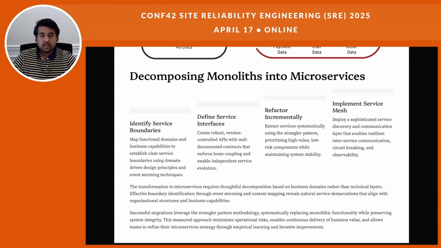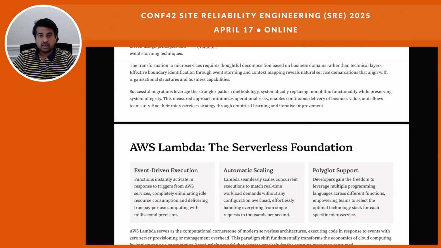Address database management challenges by considering patterns such as database per service or shared database with careful schema design. So by focusing on these principles and incorporating data-driven designs, organizations can effectively navigate the complexities of microservices migration and unlock the benefits of increased agility, scalability, and resilience.